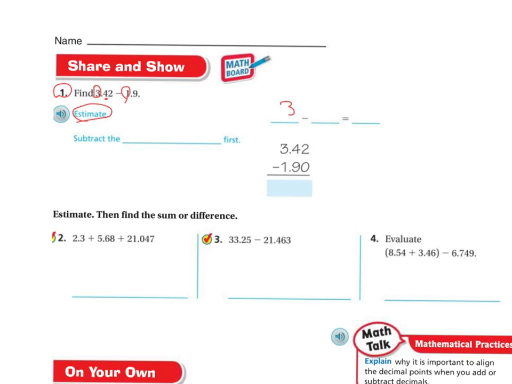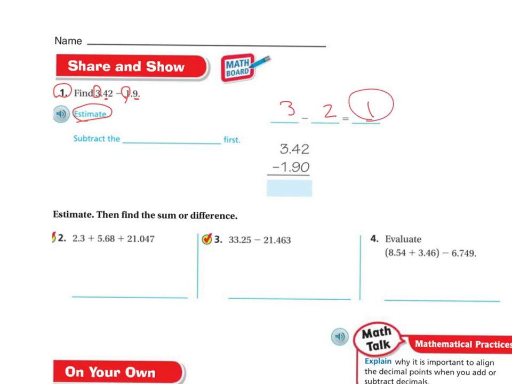For here I look at my 1. 9 is big enough because it's 5 or more, so I can change this 1 to a 2. So my estimate's 3 minus 2, which is 1. So my answer should be close to 1.